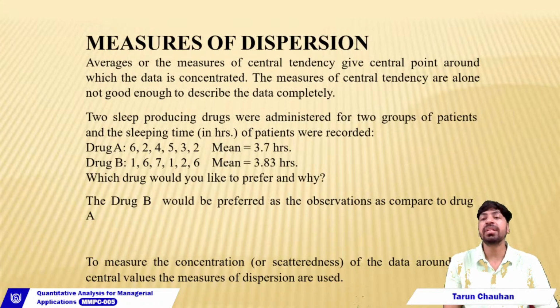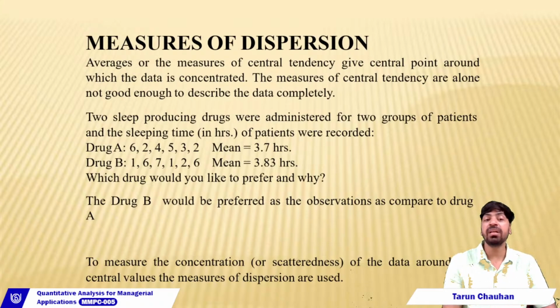The measures of central tendency alone are not good enough to describe the data completely. In statistics, or mathematics as well, when we talk about the measures of dispersion, we always use the measures of central tendency: mean, median, mode as well. So measures of central tendency alone are not enough to describe the data completely. We have to use the measures of dispersion as well in three types of data, that is individual, discrete, and continuous data.